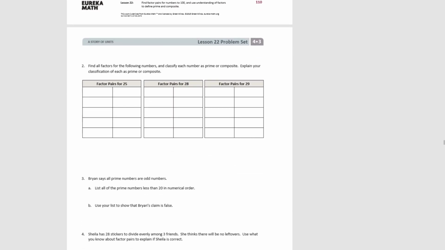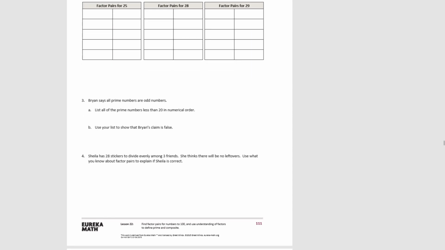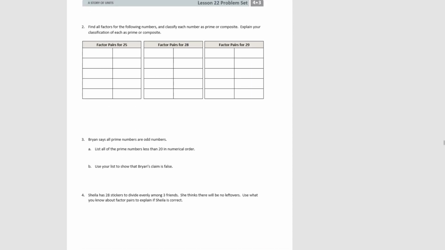And let's go ahead to number 2. It says find all factors for the following numbers and classify each number as prime or composite. Explain your classification of each number as prime or composite. Let's do the first one together.